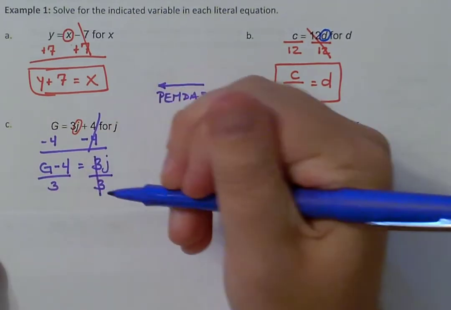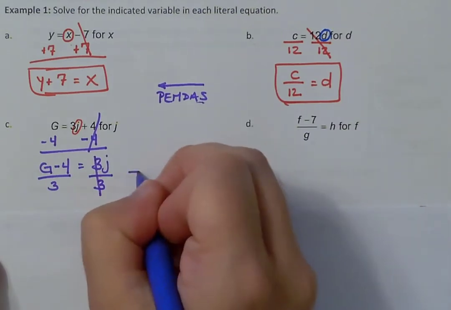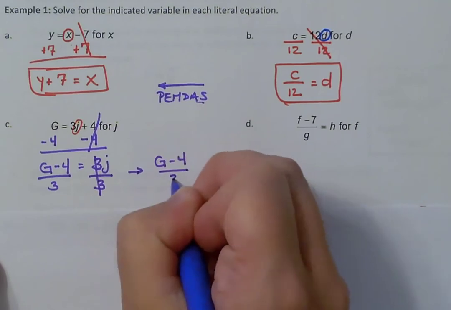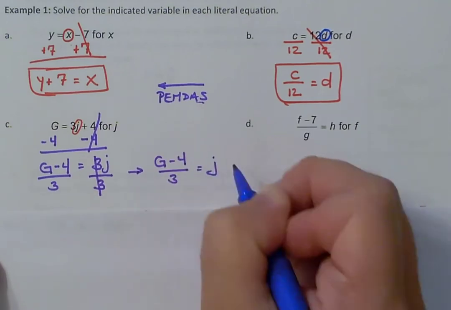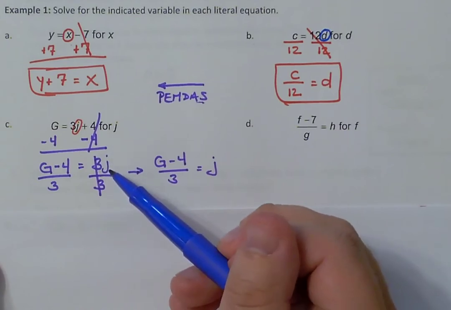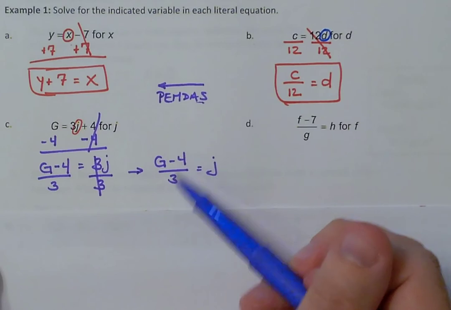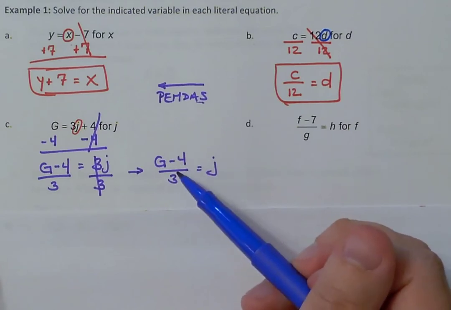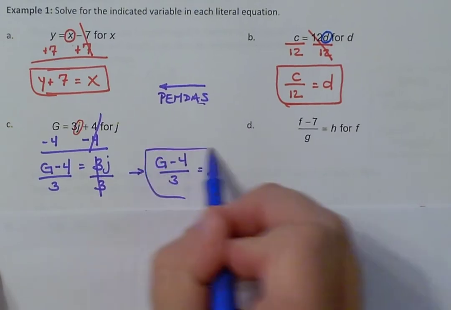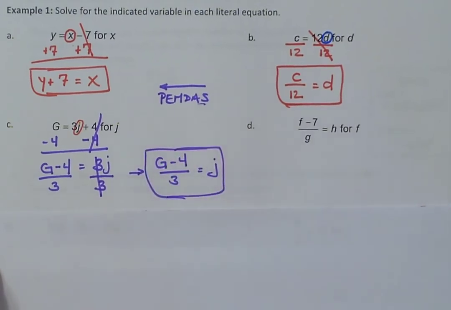So the 3s are going to cancel on the right, and then I am left with g minus 4 over 3 equals j. Everything is canceled out on the right, so I'm left with j. Now, you could go through and break this down a little bit more, but we're just going to leave it as g minus 4 over 3 instead of dealing with improper or compound fractions. So g minus 4 over 3 equals j is my final answer for that problem.